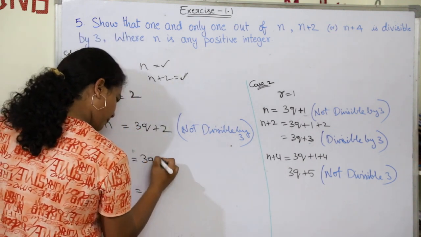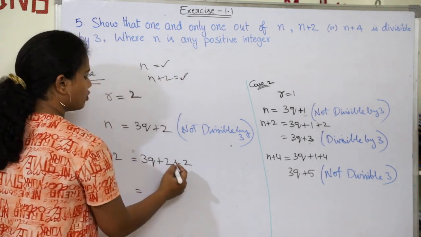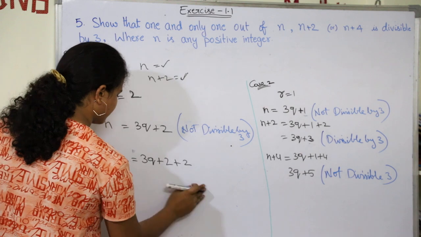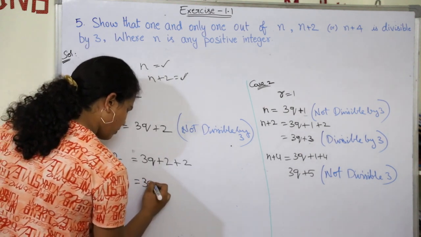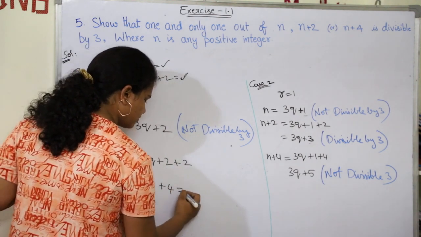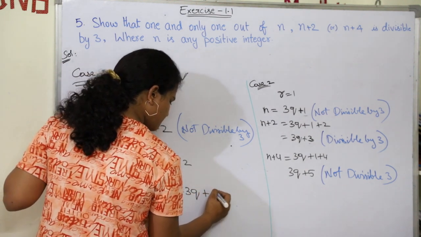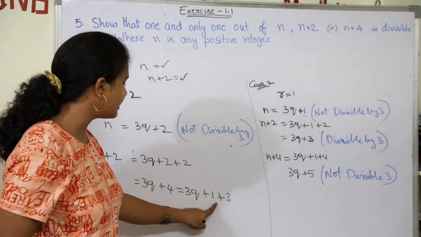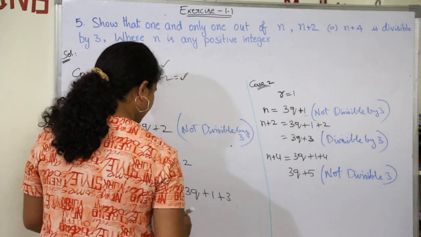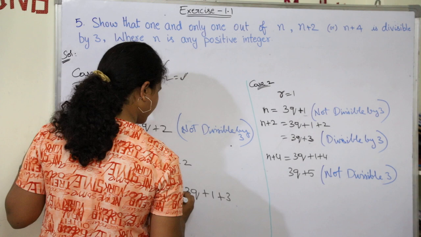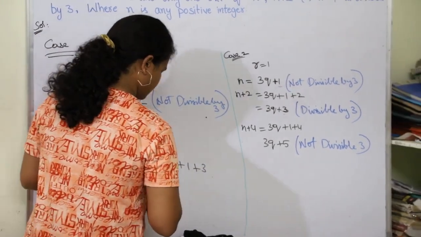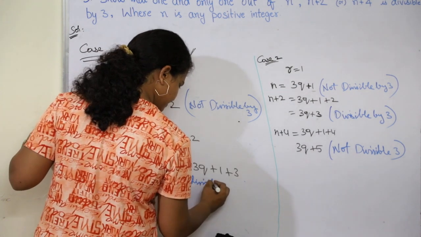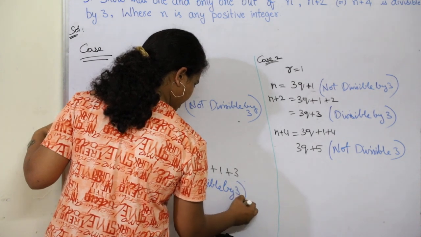Let's go for the next one, n + 2. n + 2 = 3q + 2 + 2. 2 plus 2 is 4, so 3q + 4. Further I can write 3q + 1 + 3, which gives 4. Here 3q + 3 is still divisible, but the remainder we are getting is 1. Therefore this is not divisible by 3.